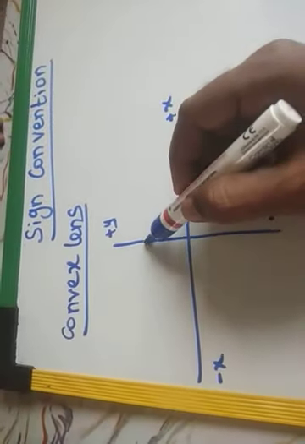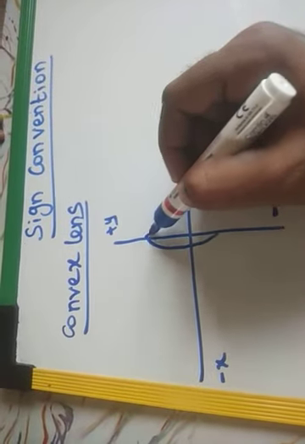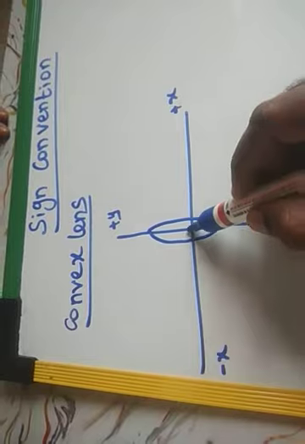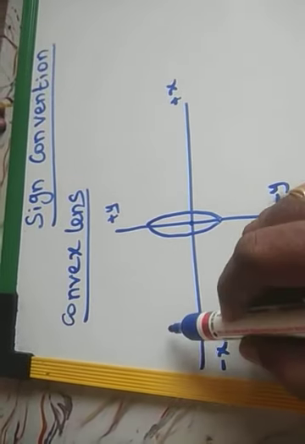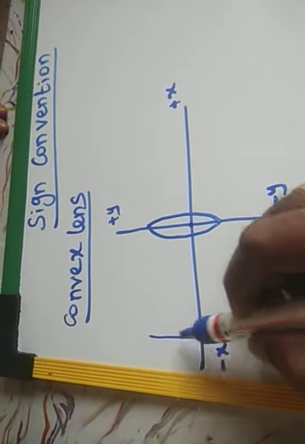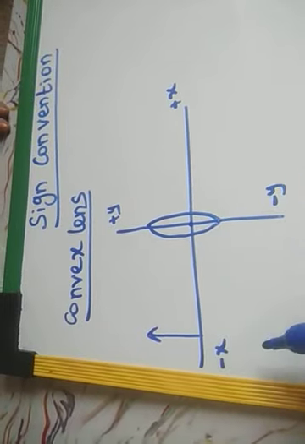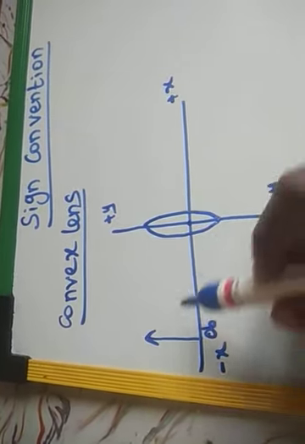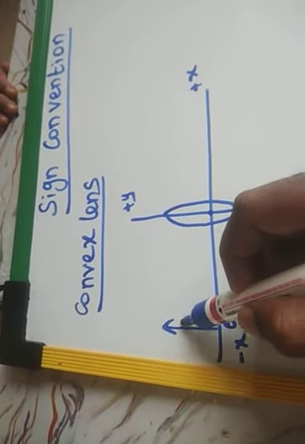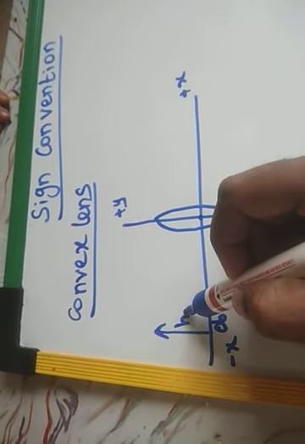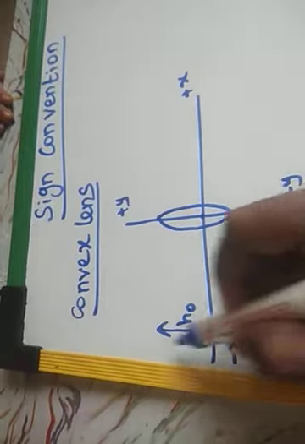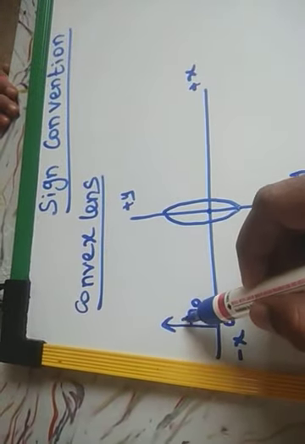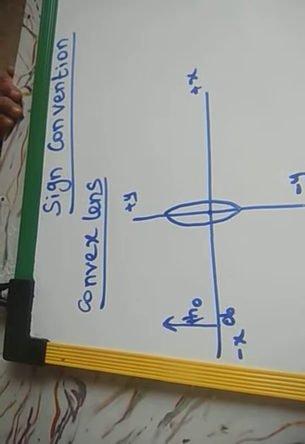When the convex lens is placed in this position, this is always the origin, so the object position will always be on the left side of the lens. This is the object, and the object height is h. If it is the object, I will put O. The object height is along the vertical positive y direction, so I will put positive h naught.